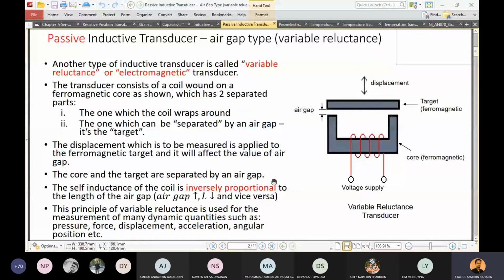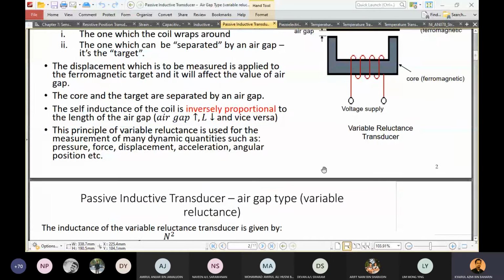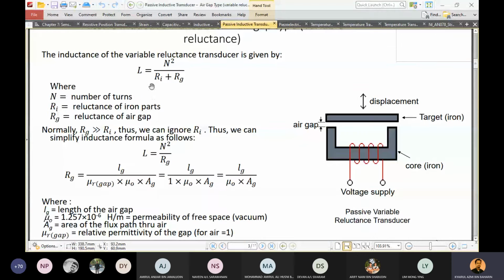Since we know that the self-inductance of the coil is inversely proportional to the length of the air gap, if the air gap increases, the inductance decreases. We apply this principle in the variable reluctance transducer. This is the equation you use: L equals N squared divided by Ri plus Rg, where Ri is the reluctance of the iron and Rg is the reluctance of the air gap.